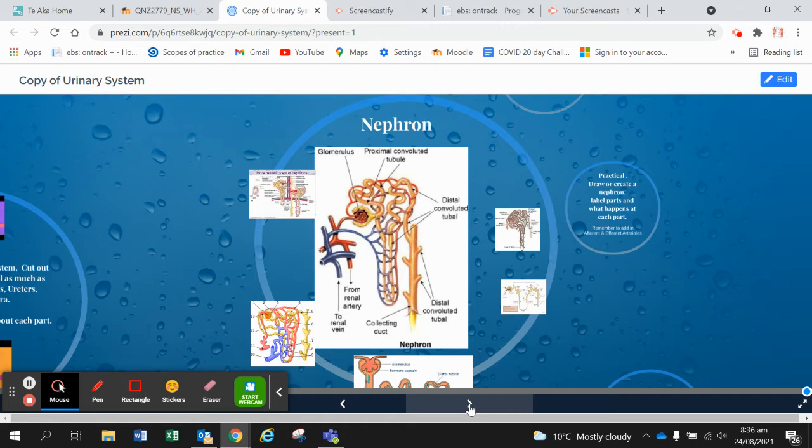Oh, and we did the brain, didn't we? So the brain cells are called neurons. Now, your kidney is made up of millions of nephrons. Your nephron is a working cell unit that filters your blood to get rid of waste.